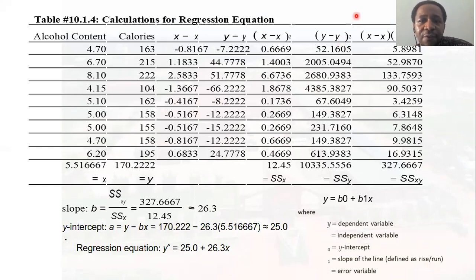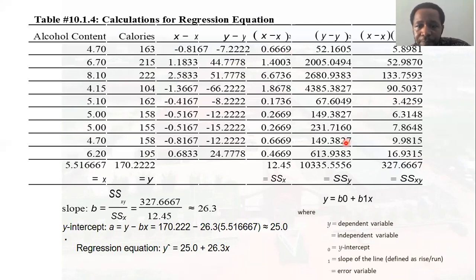Now you have to do the same thing for your y mean deviation. You raise the value to the power of 2. In this case, we start with minus 7.2222 raised to the power of 2. That will give us 52.1605. You do the same thing for 44.7778 raised to the power of 2. It will give you 2005.0, and so on, continuing downward up to the last variable, which will give you 6.3.